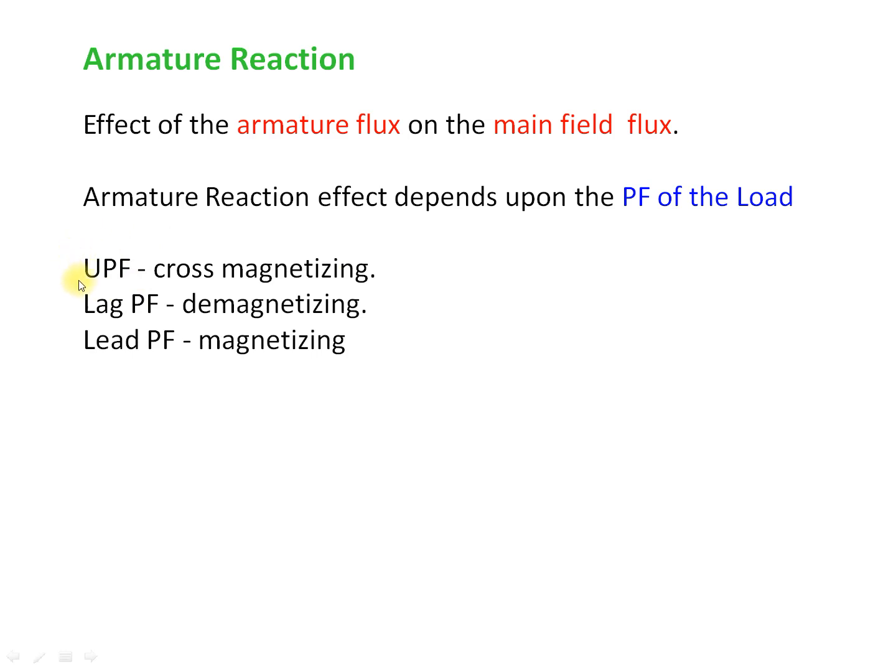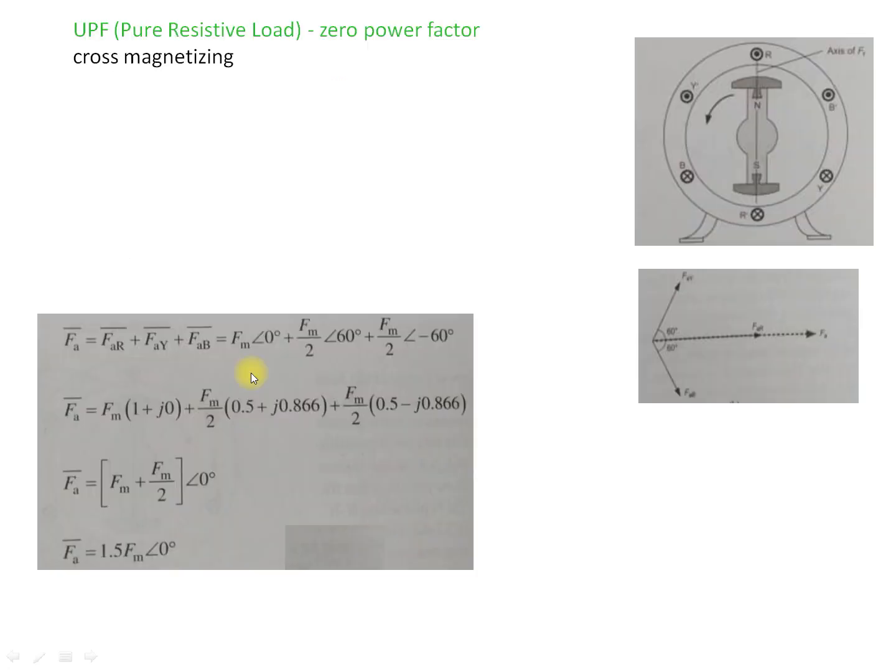At unity power factor loading, the armature flux and the field flux will be cross magnetizing each other, and in lagging power factor it will be demagnetizing in nature, while when the machine is in leading power factor, it will be magnetizing in nature.